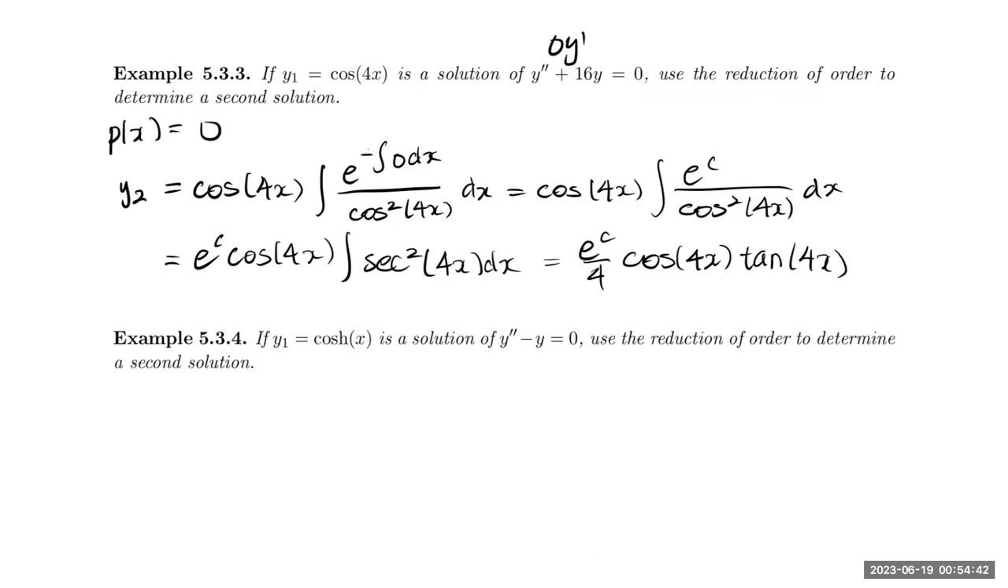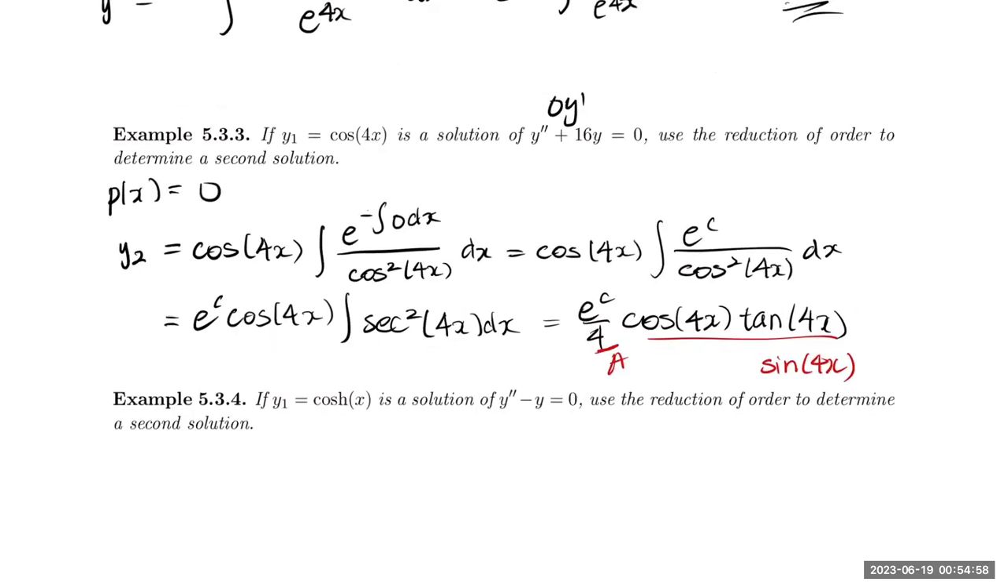Now I'm going to let a be this value here. So let this be a. Now this here will just turn out to be sine 4x because tan is sine over cos. Cos cancels, and we're just going to be left with the sine of 4x. So therefore, the second solution is going to be given by a sine 4x.